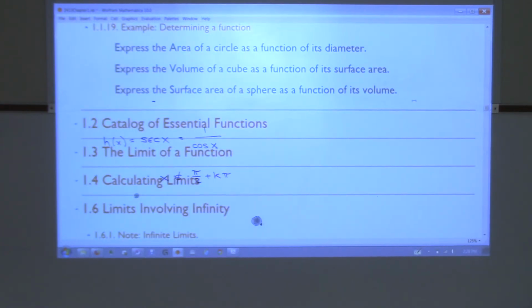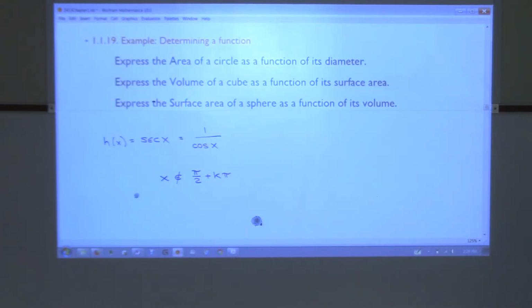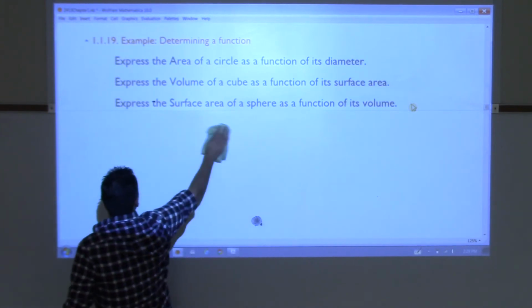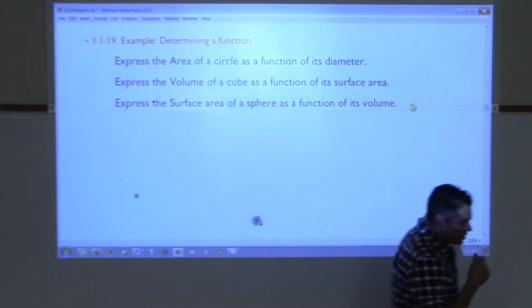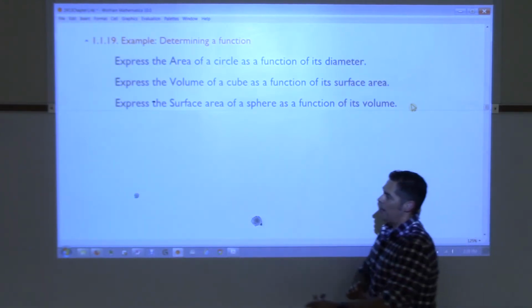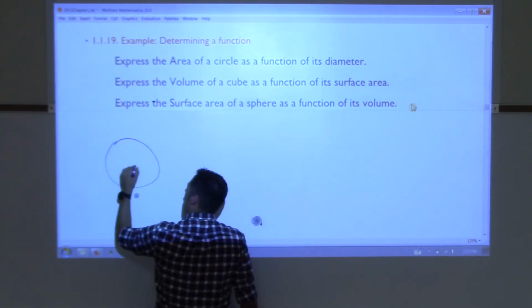Okay, these problems are a little different. So again, shifting gears into something different. Can we express the area of a circle as a function of its diameter? The area of a circle as a function of its diameter.